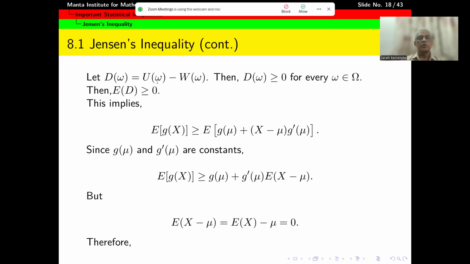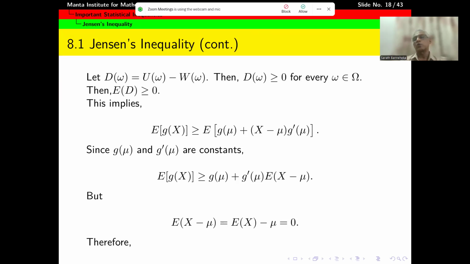D omega is equal to u omega minus w omega. Then, of course, d omega has to be greater than or equal to 0 for every omega in the sample space. So if d omega is greater than or equal to 0 for every omega in the sample space, then the expected value of d must be greater than or equal to 0, right? Because the expected value of d is equal to d omega values times the corresponding probabilities added all together, right?